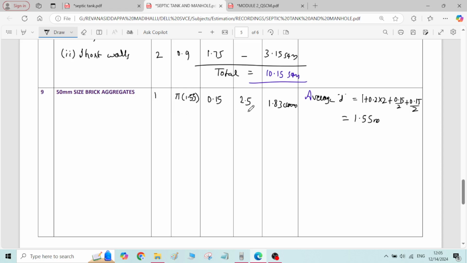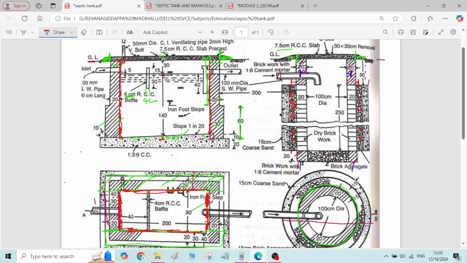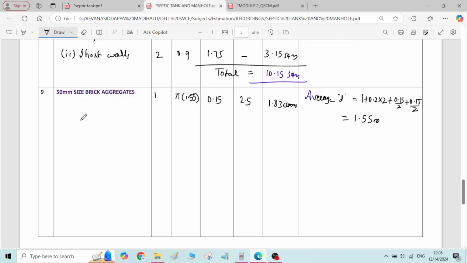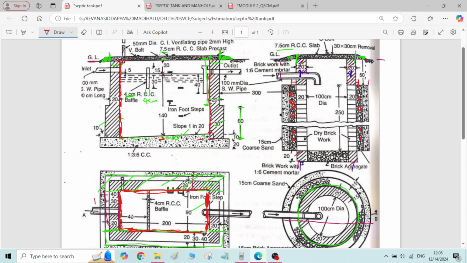See, whatever calculation we have done now is for the upper portion of the dry brick aggregates. At the lower portion there is one more layer of dry brickwork. Okay, here at the bottommost portion we have dry brickwork, having a diameter of 100 centimeter and a thickness of 20 centimeter. How to calculate this volume? First you calculate the area, pi d square by 4, multiplied by height will give the volume of this lower portion.